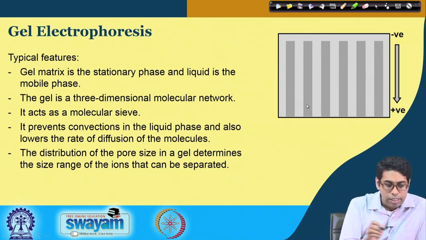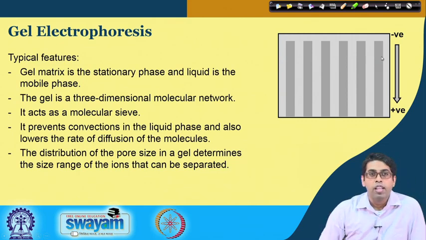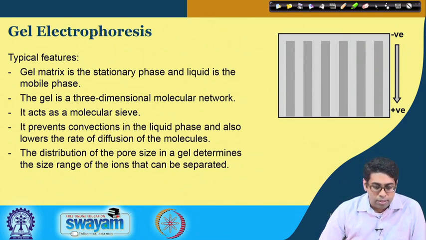The presence of this gel reduces diffusion across the lanes. So, there is no mixing between the samples across these various lanes. Okay? And also the pore size of the gel determines the distribution range of the macromolecule that can be separated through that gel.